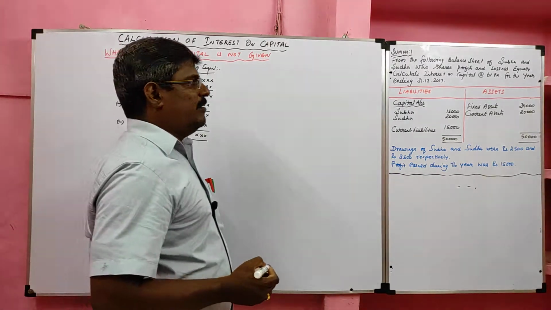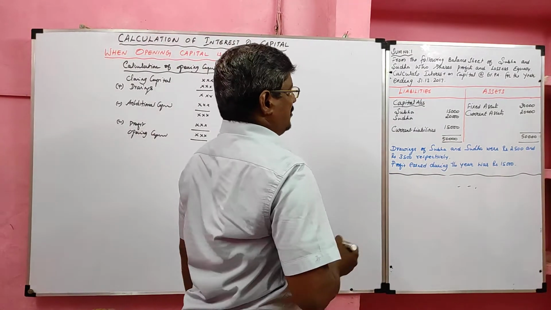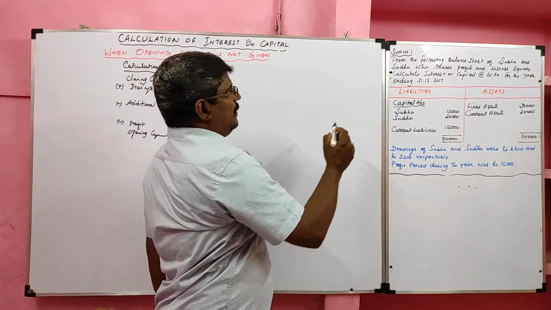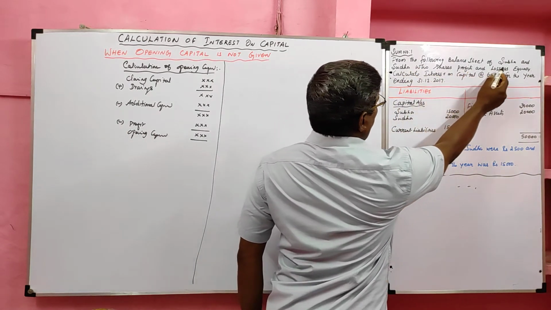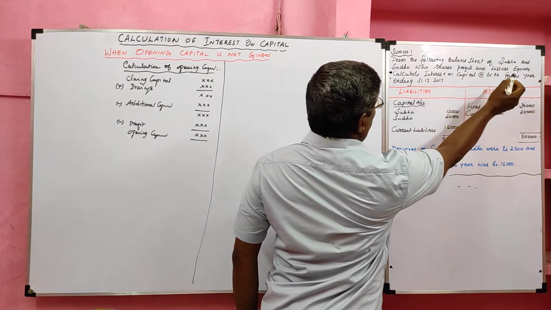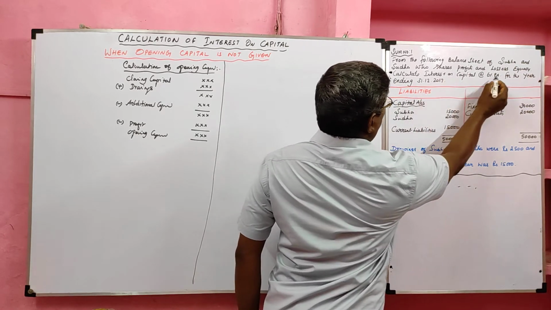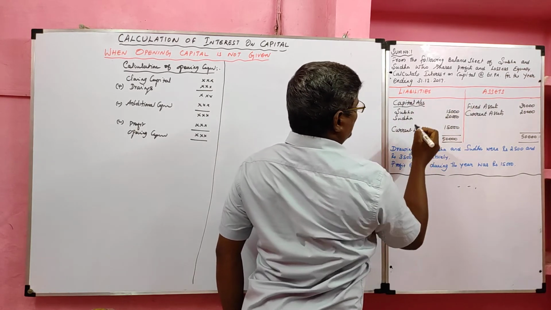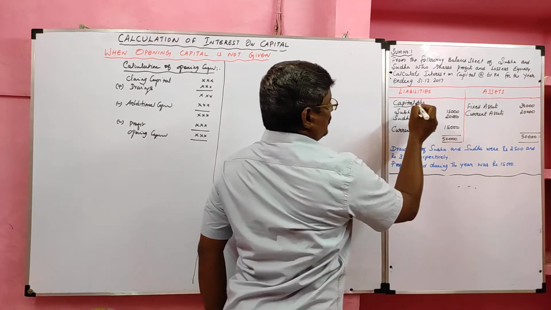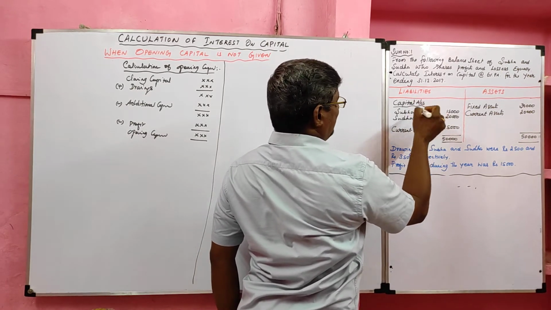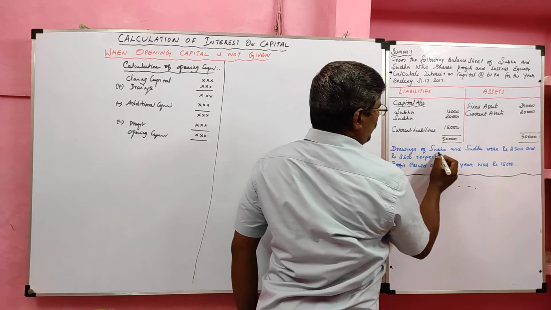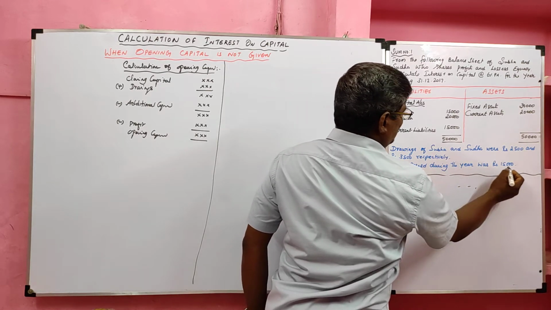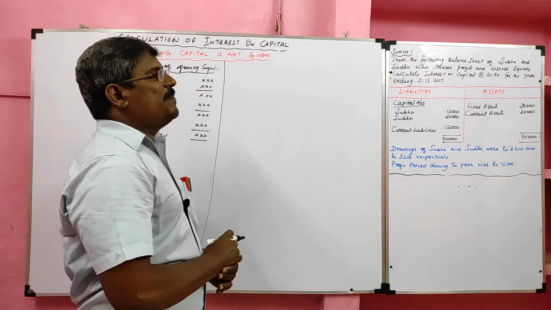Now we are going to solve one problem in relation to the calculation of interest on capital. Look at the problem. Sum number 1. From the following balance sheet of Subha and Sudha, who share profit and losses equally, calculate interest on capital at 6% per annum for the year ending 31st December 2017. The capitals are given in the balance sheet. We should assume the capitals are closing capital. Drawings of Subha and Sudha were 2,500 and 3,500 respectively. Profit earned during the year was 15,000. But in this question, opening capitals are not given.